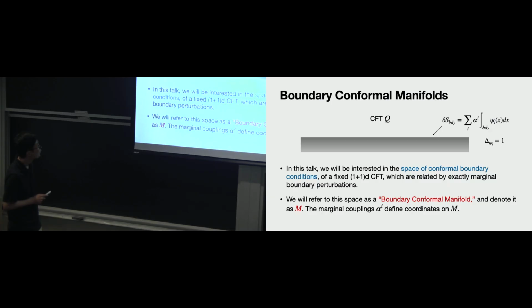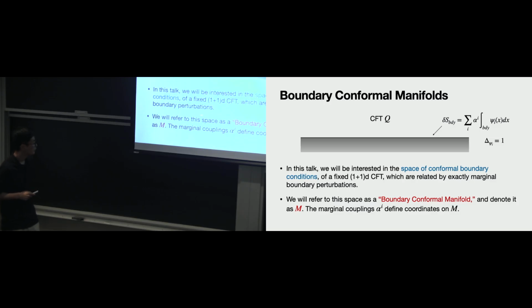So I have a 2D CFT defined on a half infinite plane, and I'm going to impose some reference conformal boundary condition to begin with, and then suppose that the boundary condition admits a set of exactly marginal boundary operators, which I denote as psi_I. Then I can consider perturbing this reference boundary condition by these marginal operators with some coupling constants alpha_I. And this will map out some space of conformal boundary conditions near this reference boundary condition.